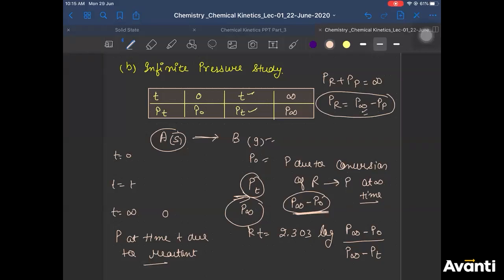Correct? So I will write P infinity minus pressure of product is pressure of reactant. So at time t equal to 0, what is the pressure of product? P0. So what is the pressure of reactant? P infinity minus P0. Whereas at time t, what is the pressure of product? PT. What is the pressure of reactant? P infinity minus PT. Is that clear? So you will get this as your final expression. If P infinity is given in the question, you can use this expression.